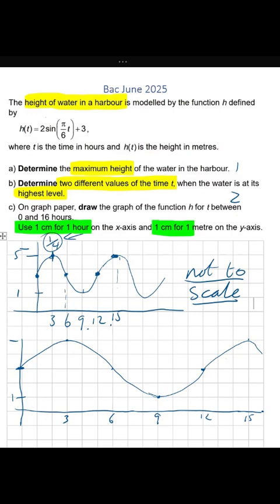So there you go. That's your last 2 marks for drawing the graph. Like I say, this guy here is still not to scale. I've used 1 box instead of 1 centimeter. When you're asked to use 1 centimeter, definitely use 1 centimeter.